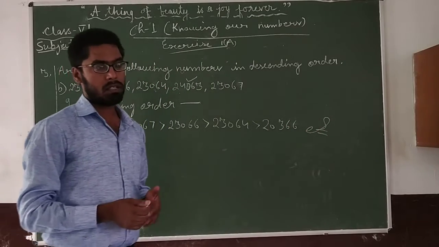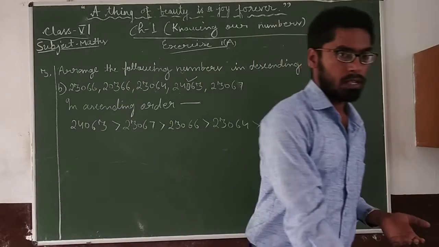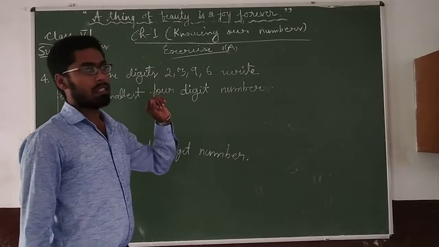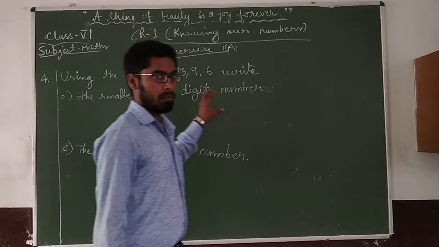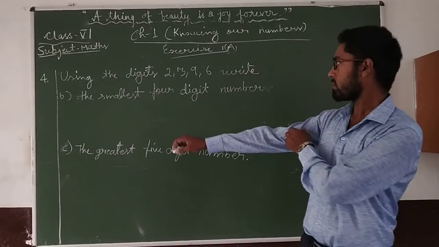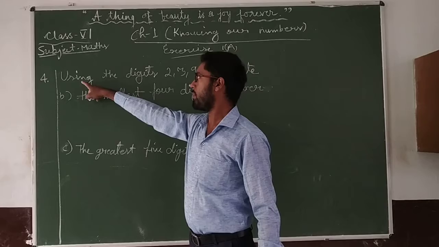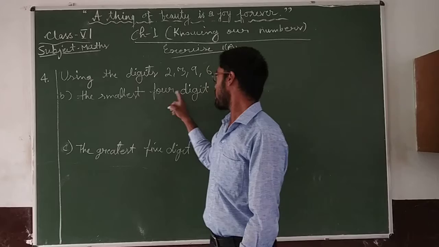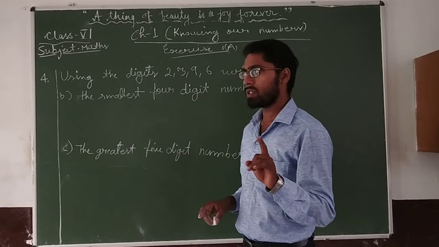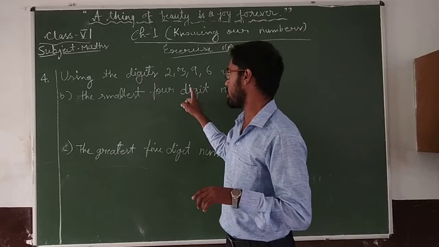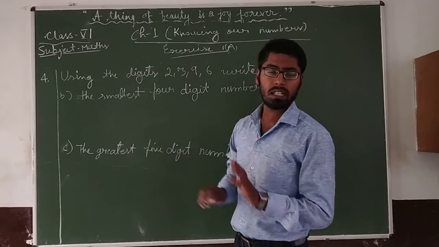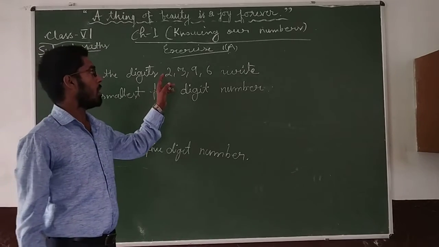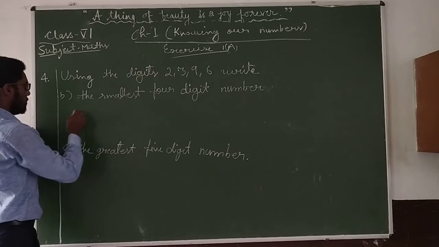Let us solve the next kind of question where digits are given and you write your numbers. So here question number 4: using the digits 2, 4, 9, 6, write the smallest 4-digit number. How many digits are here in your number? 4 digits, and you have 4 digits also. So it is very easy to write your smallest number. When you write the smallest number, you will start from the smallest digit. Okay, so smallest number.